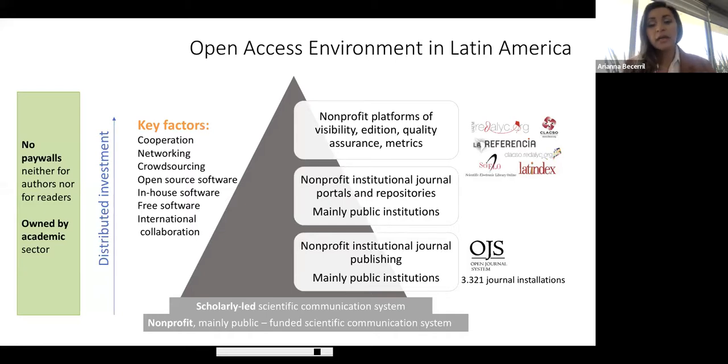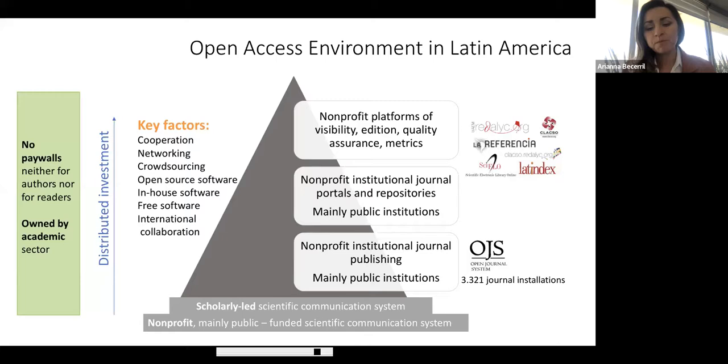scholarly communications. And this ecosystem, which is sustained by the academic sector, is enhanced and complemented with different initiatives, different platforms, different systems that work to provide added value services and added value benefits to the infrastructure that is sustained by the universities. Well, in terms of publishing and in terms of repositories as well, and national legislations on open access.